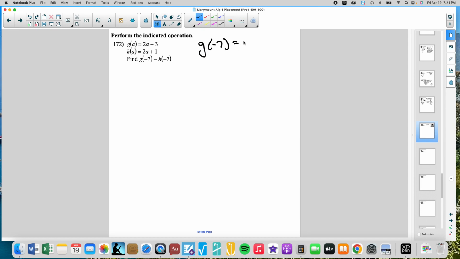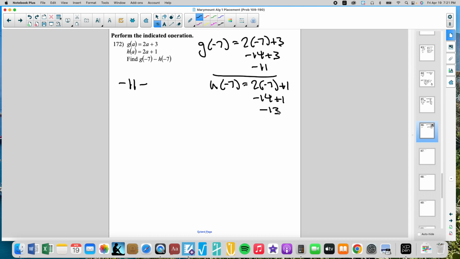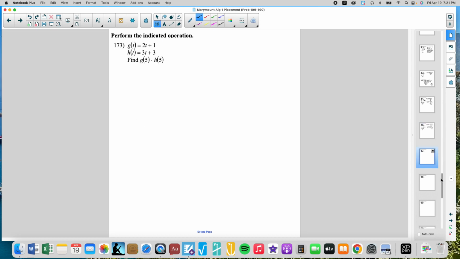No, g, 2 times negative 7 plus 3, negative 14 plus 3 is negative 11. G of negative 7 is negative 11 minus, we're not going to make that mistake again, kids, h of negative 7 equals 2 times negative 7 plus 1, which is negative 14 plus 1, which is negative 13, minus there, so we didn't make that mistake this time, and that gives us 2 for 172. We got it correct.